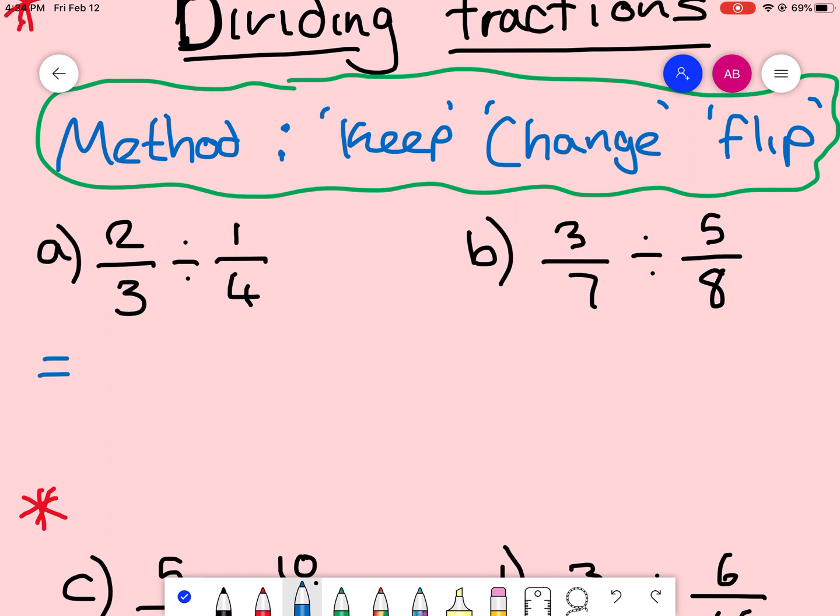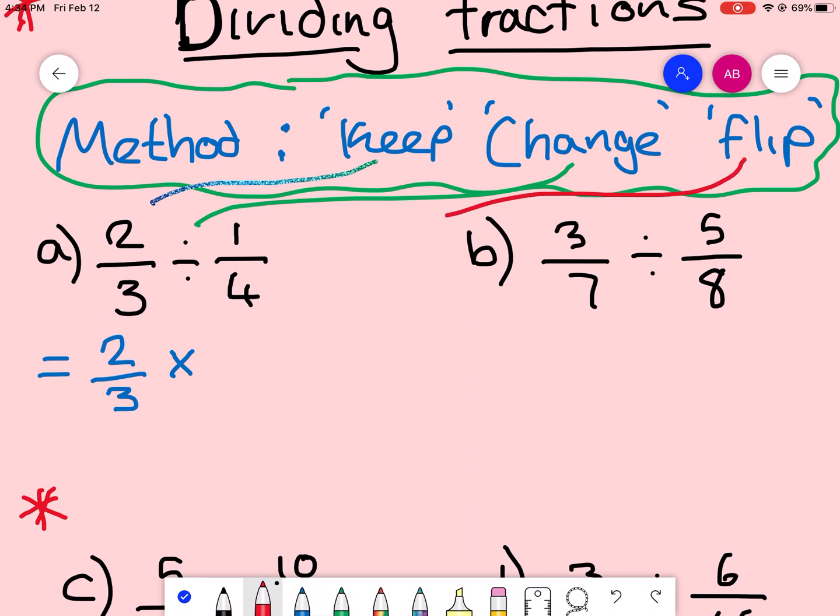So the keep is the first term. We keep the first term the same. So the calculation becomes 2 over 3. The change then is applied to the calculation. So we change that to a multiply. And the flip is applied to the second fraction. So we flip that upside down and make it 4 over 1. So keep the first fraction the same, change the divide to a multiply, flip the second fraction.